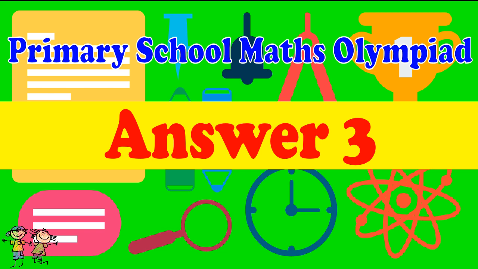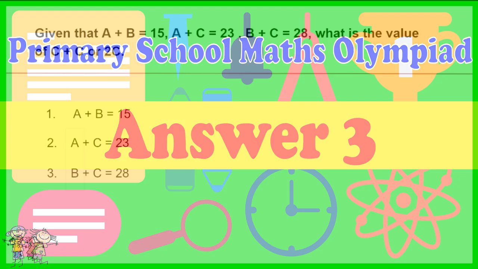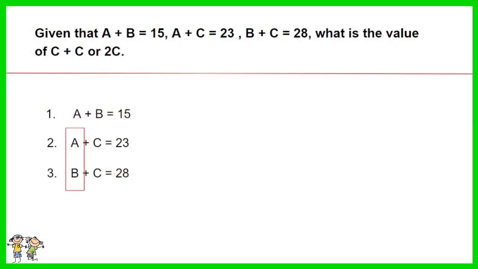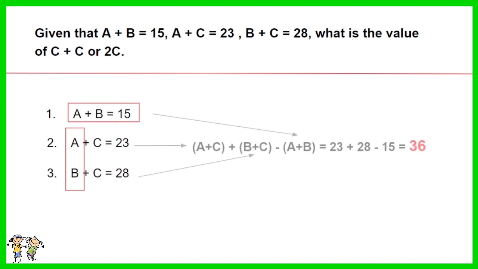Answer for question 3. You will notice that by taking away a and b from the combination of equation 1 and equation 2 will give you 2c. The value of a plus b is given in equation 1. Thus, by deducting a plus b from the combination of equation 2 and 3 will give the value of 2c. Therefore 23 plus 28 minus 15 will give you the value of 36, which is the answer. Using this method, most children will be able to find the answer in less than 2 minutes.